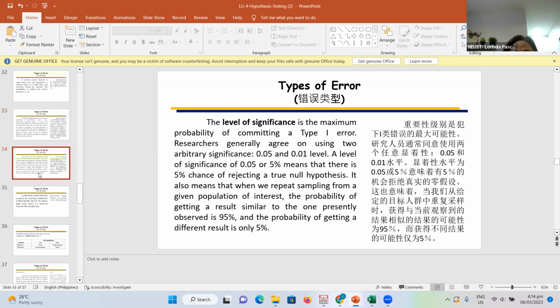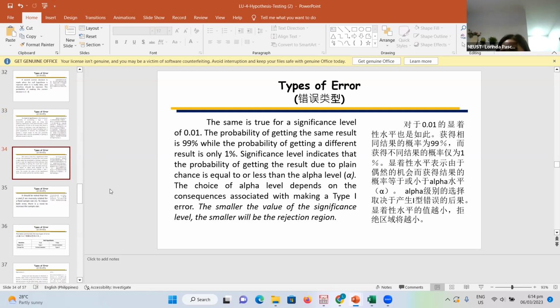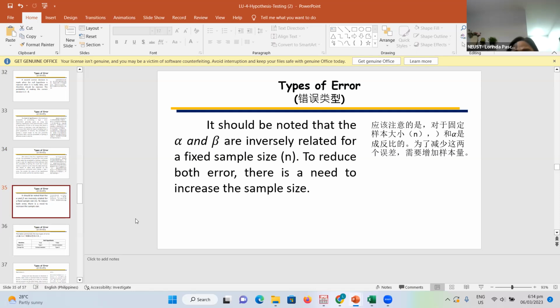Now, the same is true for a significance level of 0.01. So the probability of getting the same result is 99%, while the probability of getting a different result is only 1%. So significance level indicates that the probability of getting the result due to plain chance is equal to or less than the alpha level. So the choice of alpha depends on the consequences associated with making a type 1 error. The smaller the value of the significance level, the smaller will be the rejection region. So it should be noted that alpha and beta are inversely related for a fixed sample size. So to reduce both errors, there is a need to increase the sample size.